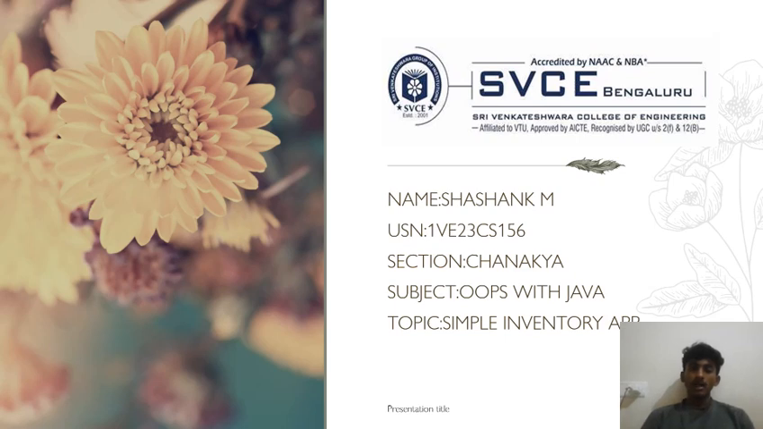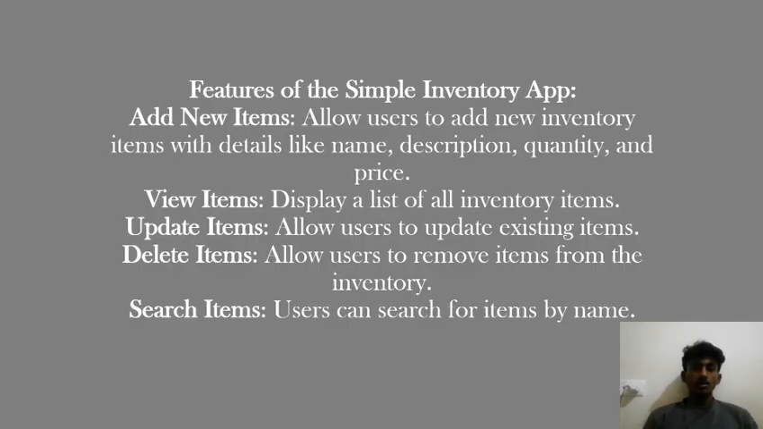simple inventory apps. Now first let us discuss the features of simple inventory apps. Add a new item. Allow the user to add a new inventory item with details like name, description, quantity, and price. View items. Display a list of inventory items.